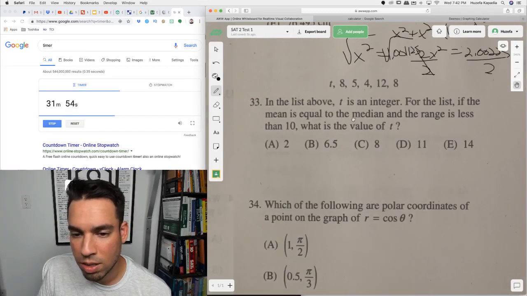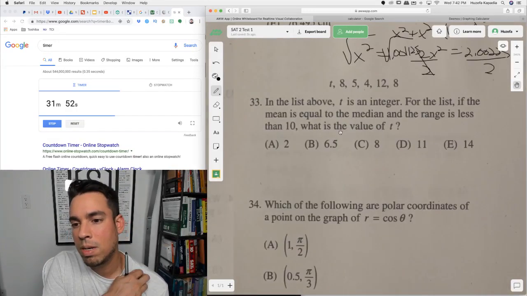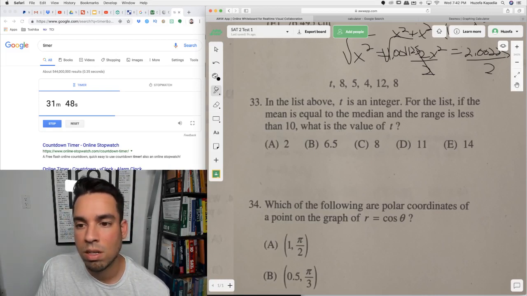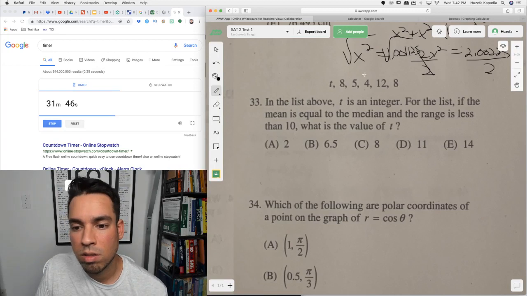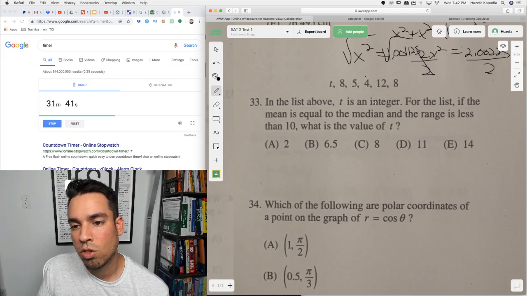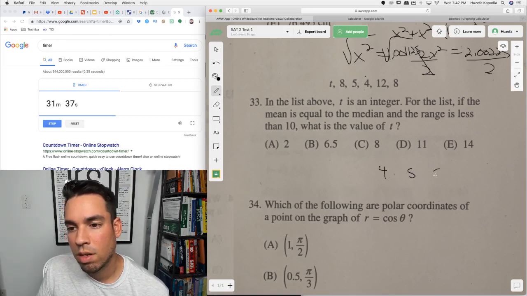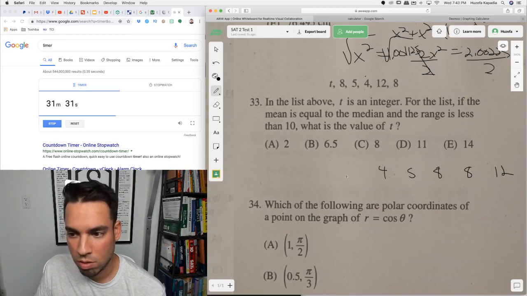Okay. In the list above, t is an integer. For the list, if the mean is equal to the median and the range is less than 10. So the range is less than 10. What is the value of t? So 4 to 12, and the range is less than 10. So it's 4, 5, 8, 12. And t can't be 2.